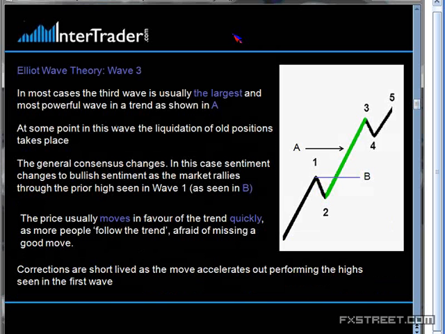So wave 3. In most cases, the third wave is usually the largest and the most powerful wave in the trend, shown in point A. So again, we've shown the initial trend in point 1, then we've seen in point 2 a bit of a retracement and profit taking, then wave 3, which is indicated by the green line. That's going to be the meat of the trade, okay?